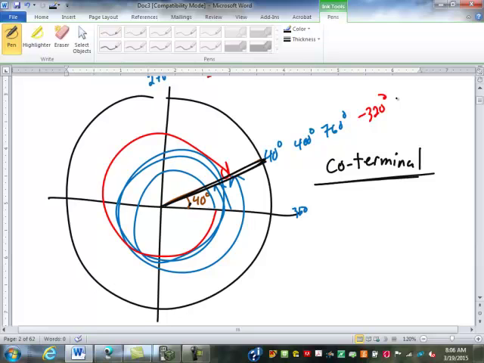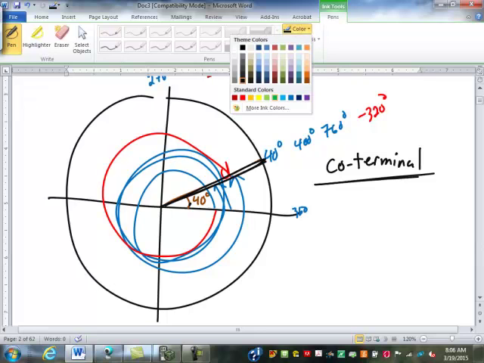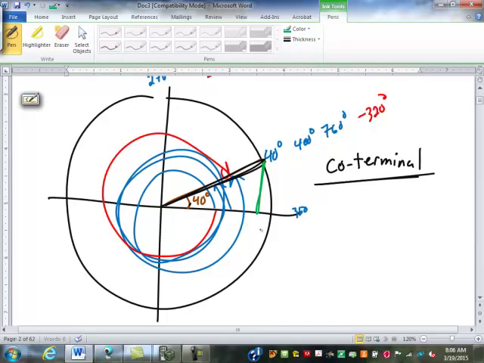How do we know which angle it is? Well, the answer is we don't freaking care. Because its sine is still there. Its cosine is still there. So we don't care whether that's 40 or 400 or negative 320. It has the same sine and the same cosine.